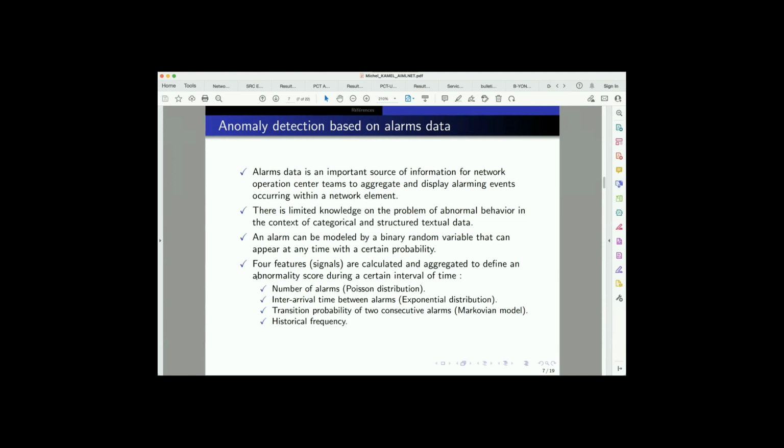Then we have the transition probability between 2 consecutive alarms in terms of their type. An alarm of type A can happen now, but after a few minutes, the other event can be of same type or different type, B or type C or whatever. And this is following a Markovian transition model. And the 4th feature is about historical frequency, because if an alarm is happening now, historically, how many times does that alarm happen? The more it happens historically, the less important it is in terms of anomaly.